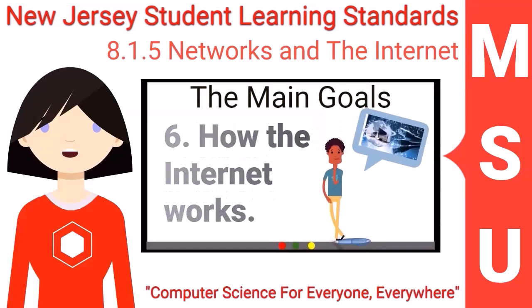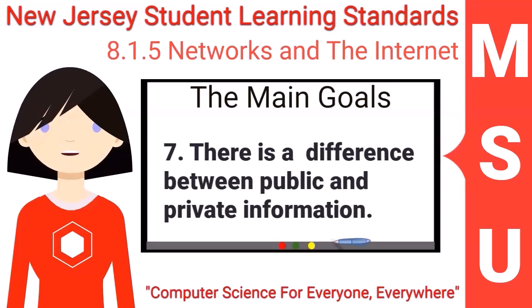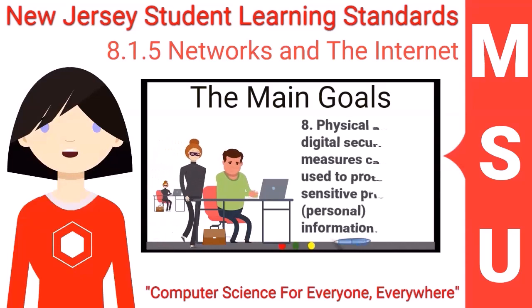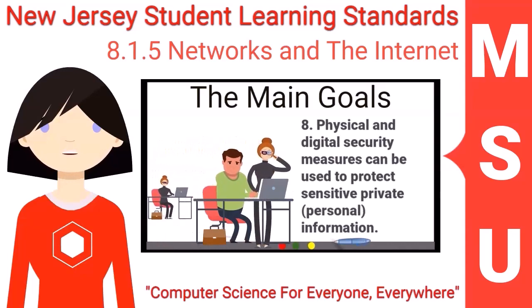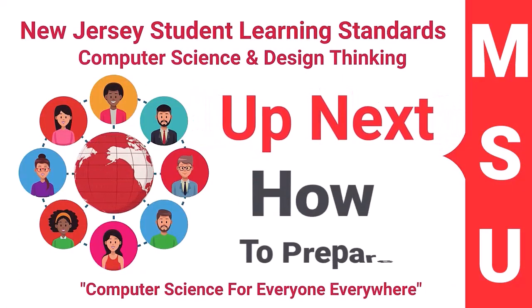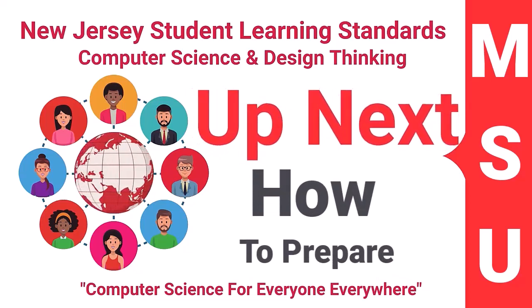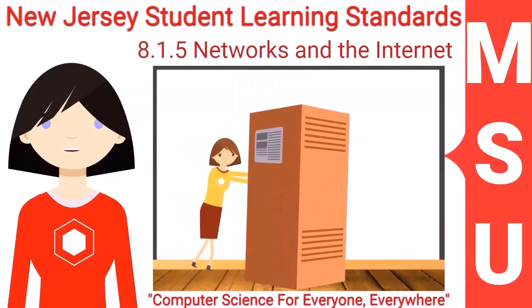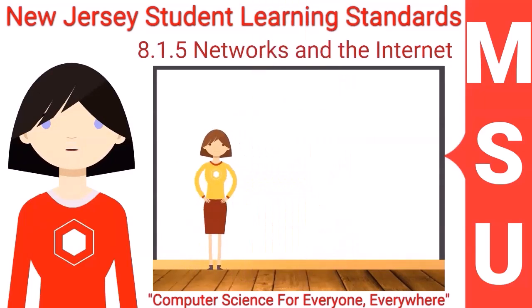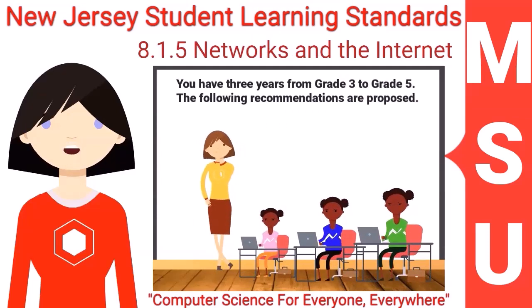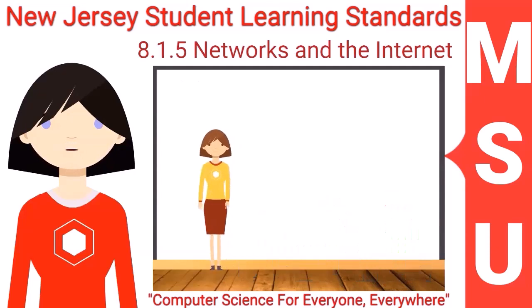How the Internet works. There is a difference between public and private information. Physical and digital security measures can be used to protect sensitive, private, personal information. Although the goal appears daunting, it is manageable with preparation and planning. Although you have 3 years from grade 3 to grade 5, the following recommendations are proposed.